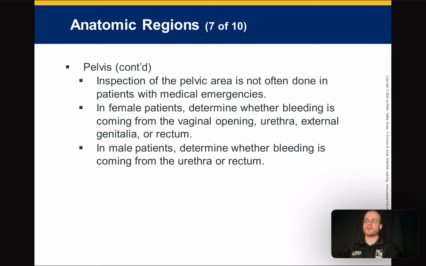In female patients, determine whether bleeding is coming from the vaginal opening, the urethra, the external genitalia, or the rectum. If you look down and there's a huge blood stain on their pants and underwear, this would be one of the times where it'd be medically appropriate to remove that clothing and visually inspect. You might see the blood's coming out of the vagina, or the rectum, or the urethra, or from a stab wound to the thigh. Where's the blood coming from? In male patients, you need to determine where the bleeding's coming from. Again, it can come from the urethra, the penis, or the rectum, or both.